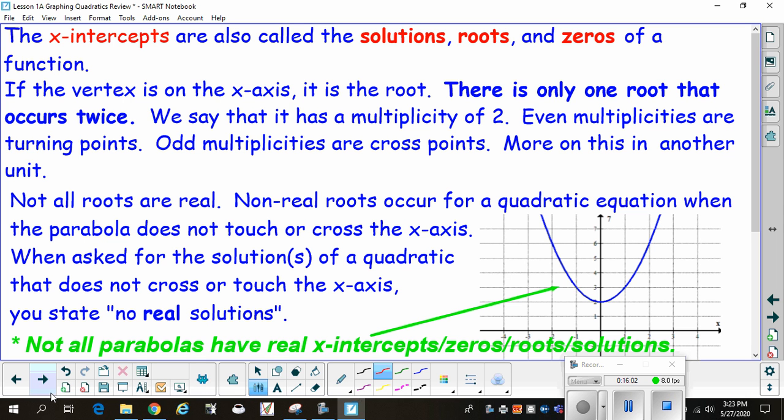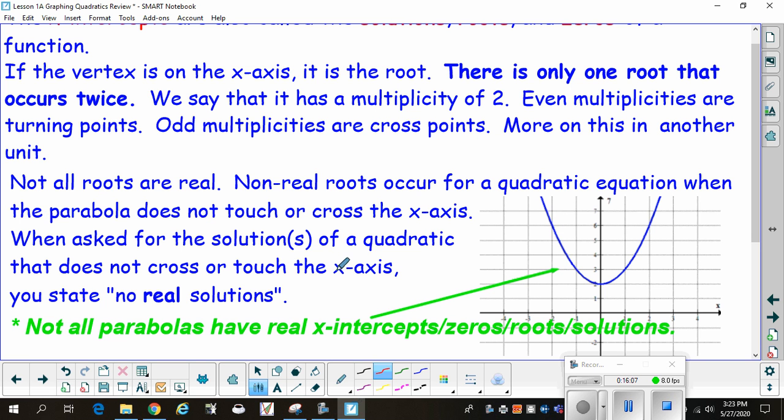Now, and again, this is just sort of a foreshadowing, so you've heard it once before. Not all roots are real. Non-real roots occur for a quadratic equation when the parabola does not touch or cross the x-axis, like right here. Notice it's not touching or crossing. When asked for the solutions of a quadratic that does not touch or cross the x-axis, when you're doing it by graphing, you can state no real solutions. Once we learn how to algebraically find an imaginary solution, you will be required to state the imaginary solution. But for now, no real solution will work.